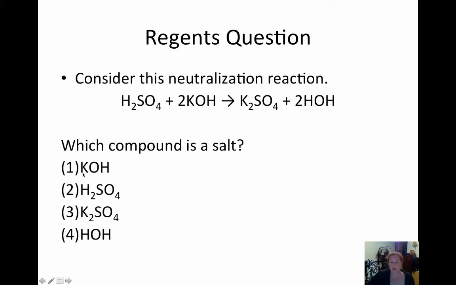Here's a neutralization reaction. Which compound is a salt? A salt again has to have a metal and a nonmetal. Our combination here is producing water. Notice this is H2O, and this must be the salt. If you have an acid beginning with a hydrogen and a base that ends with OH, you always produce water and a salt. So K2SO4 would be our salt, because this is a metal, and this is a polyatomic ion from table E.